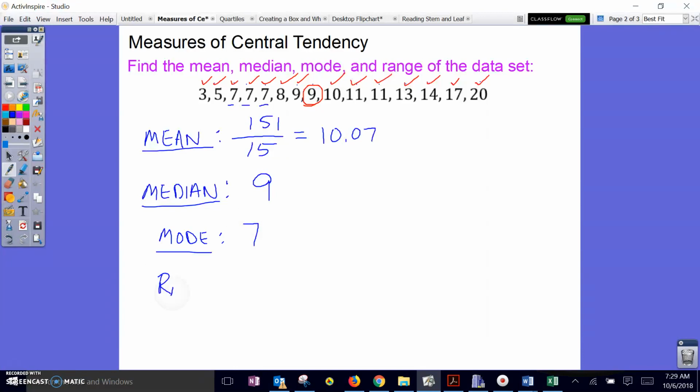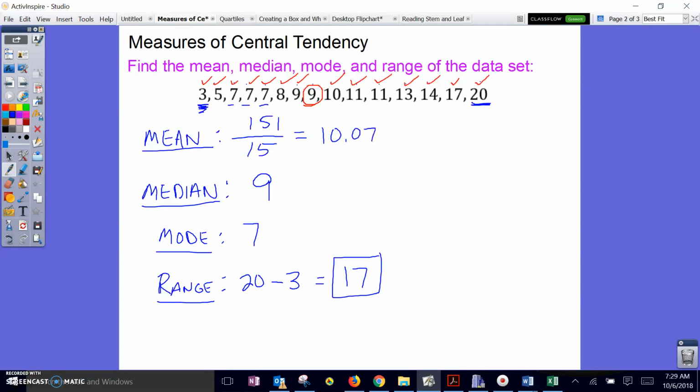And then lastly, the range. In order to get the range, we're going to take the maximum number in the data set minus the minimum number in the data set. And so the range is going to be 17. And there are those 4 characteristics from this particular data set.